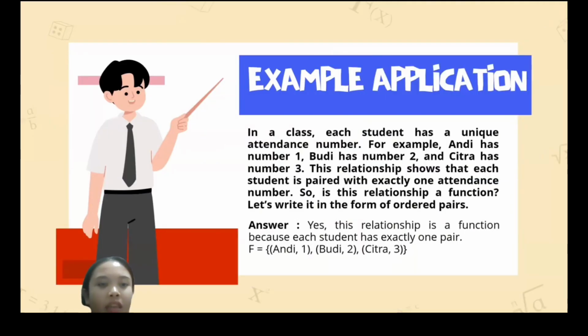And lastly is an example application. In a class, each student has a unique attendance number. For example, Andy has number 1, Budhi has number 2, and Citra has number 3. This relationship shows that each student is paired with exactly one attendance number. So is this relationship a function? Let's write it in the form of ordered pairs. The answer is yes. This relationship is a function because each student has exactly one pair. Like set F equals {(Andy, 1), (Budhi, 2), (Citra, 3)}.